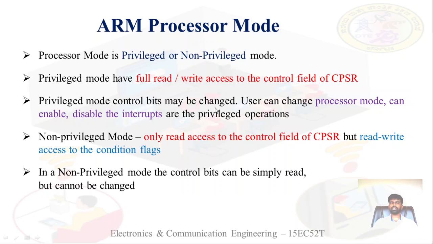These are privileged operations in the privileged mode. That means the programmer can change these operations. But in the case of non-privileged mode, it has only read access to the control field of the CPSR. It doesn't have write access, only read access, but there is read and write access to the conditional flags. There is a flag field in the CPSR. For that, in non-privileged mode also, there is read-write access. But for the control field of the CPSR, in the non-privileged mode, it has only read access.